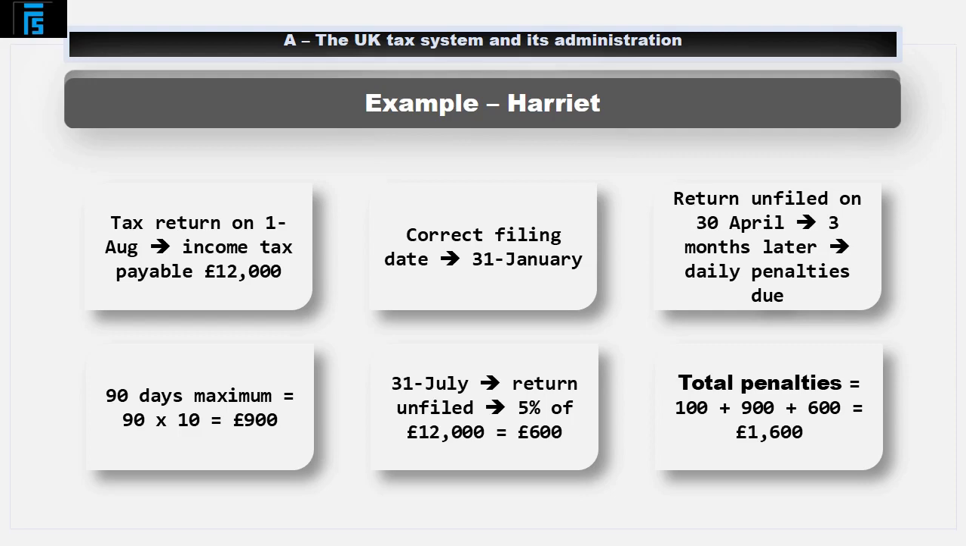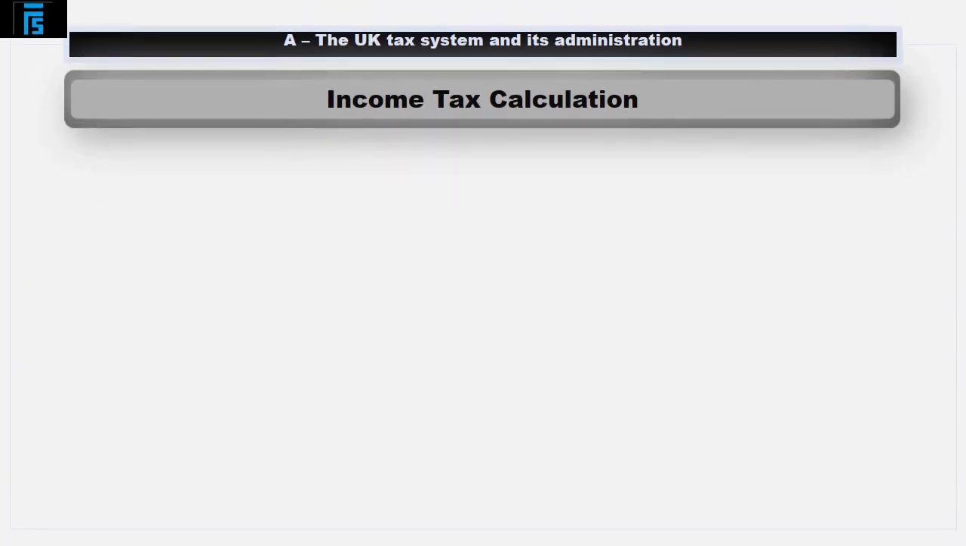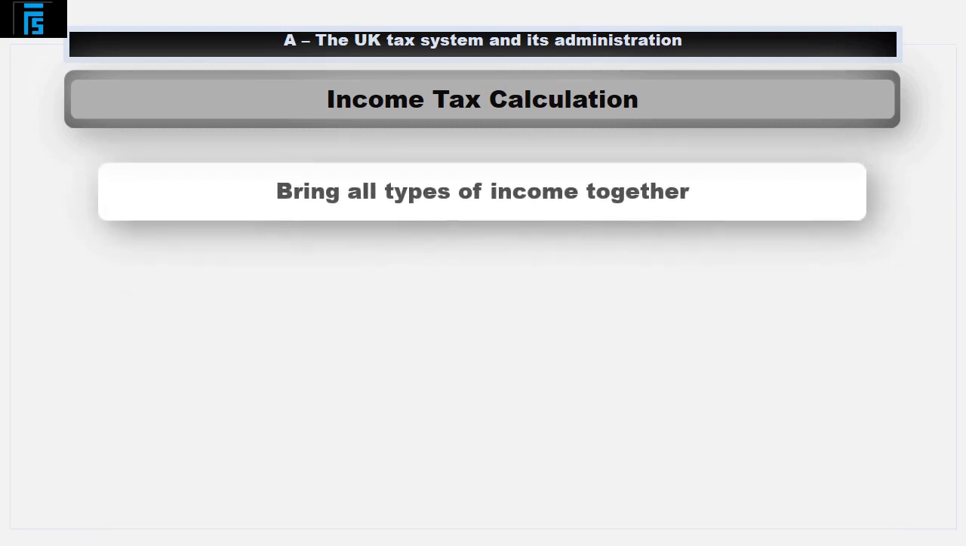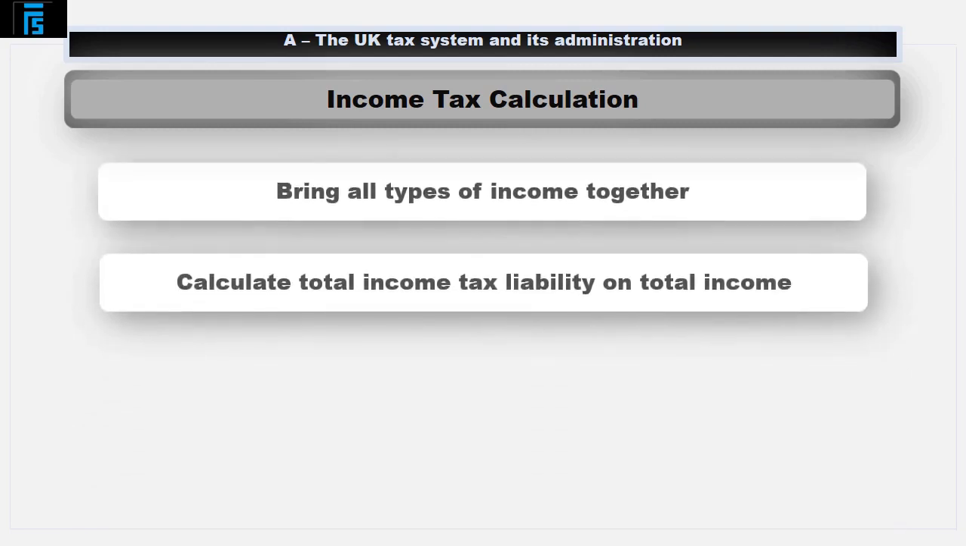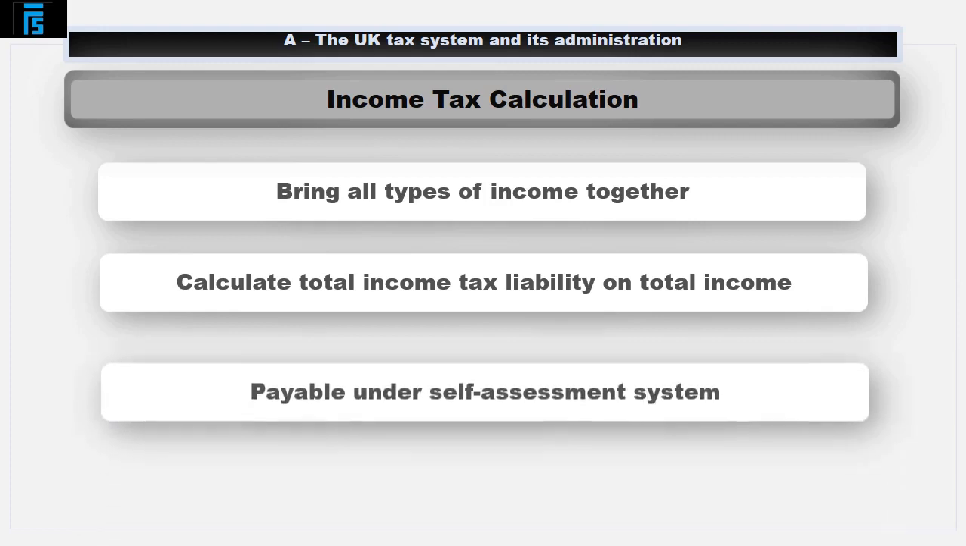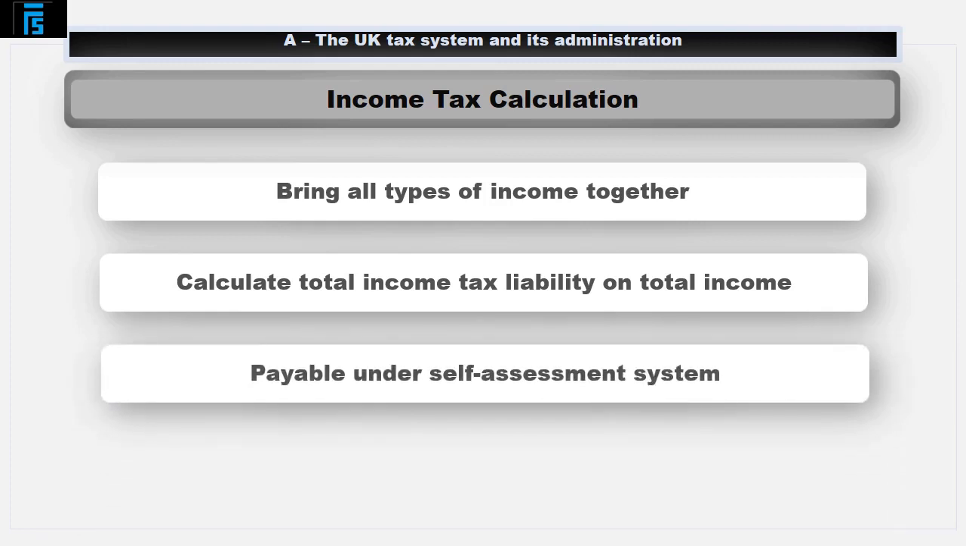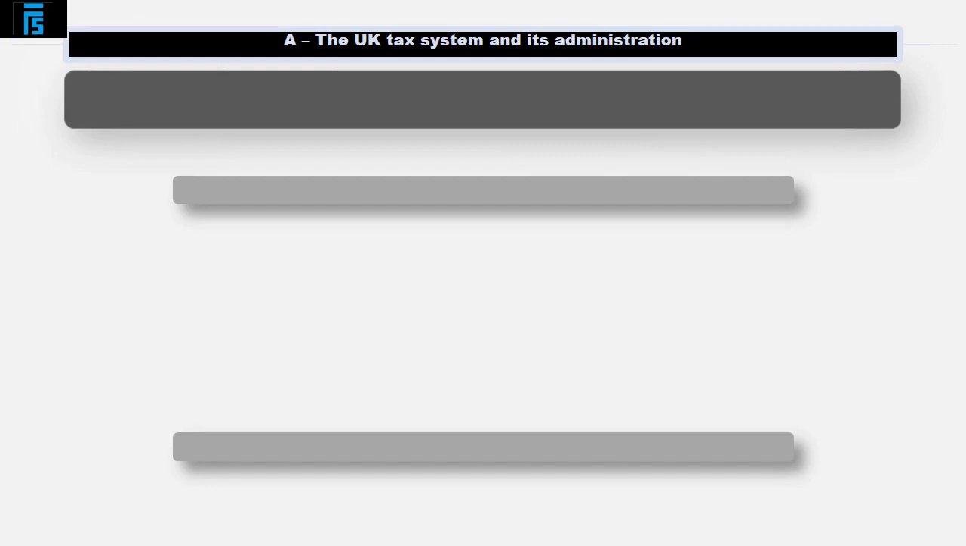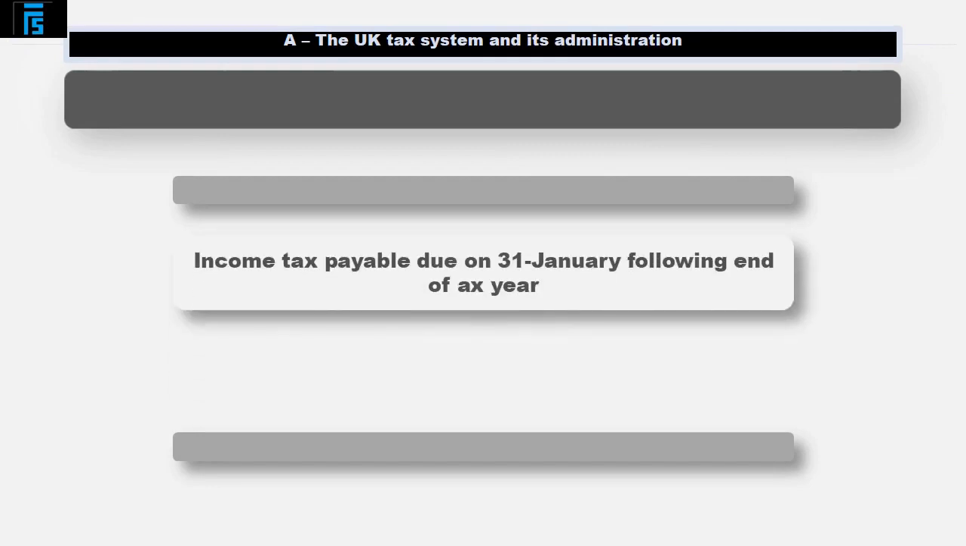After the end of the tax year, an income tax calculation can be put together for an individual, which we'll discuss in detail across a number of sessions, to bring all of their types of income together and calculate the total income tax liability on that total income. Any income tax remaining payable after deducting income tax already paid at source is payable under the self-assessment system. The general rule is that income tax payable is due on the 31st of January following the end of the tax year, but this isn't the full story.